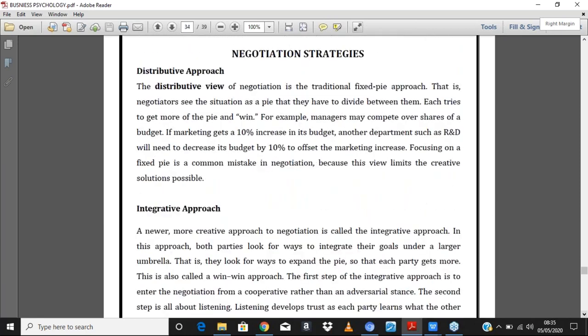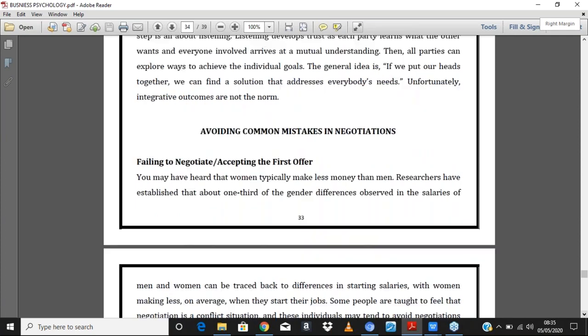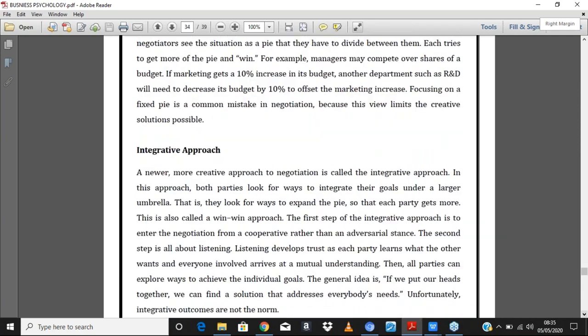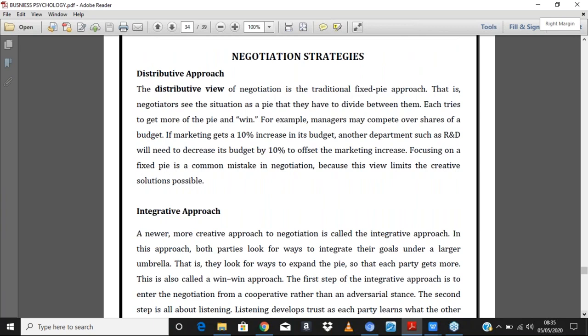So now there are different approaches. I'm not going to dwell so much on this, but there are two major approaches to negotiation. The strategies can be distributive or integrative. Now, the distributive view of negotiation is that fixed pie approach.